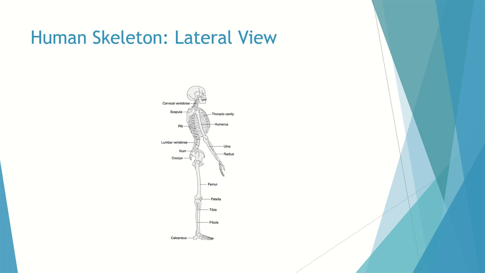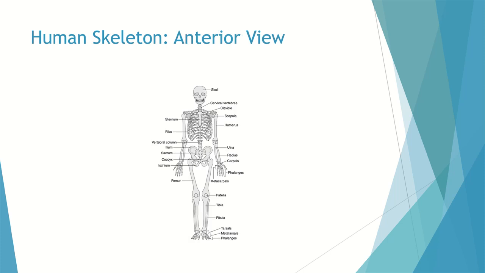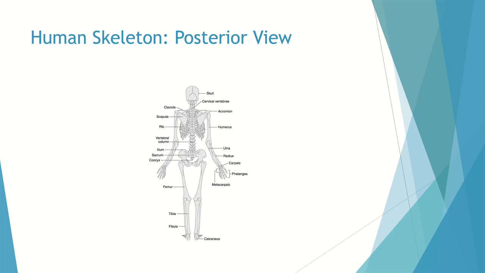Here's a sample of a human skeleton, lateral view. I'm sure you guys remember an image like this, or similar to this, from your anatomy classes. I know if you had Miss Pope, you've had lots and lots of labeling and pictures to help you remember the different anatomy areas. Here's the anterior view of the skeleton. The posterior view.